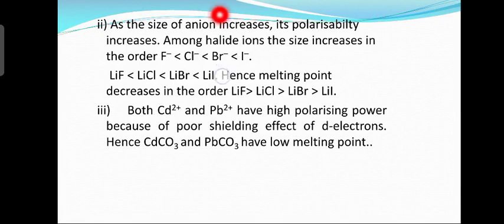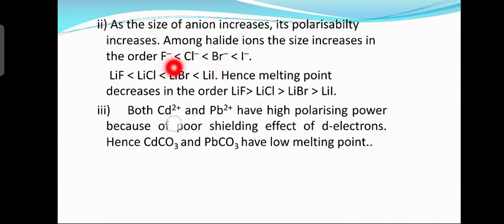Second point: as the size of the anion increases, its polarizability increases. So polarizability depends on the size of the anion also. Among halide ions, what is the order of increase in size? Iodine is the biggest, next comes bromine, next chlorine, next fluorine.